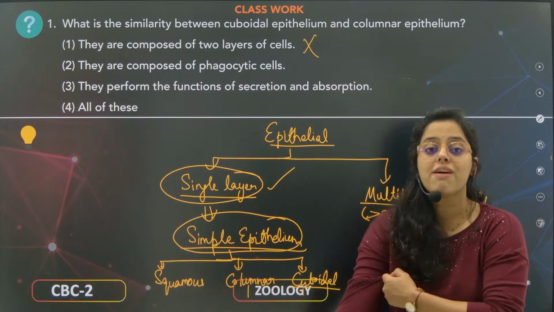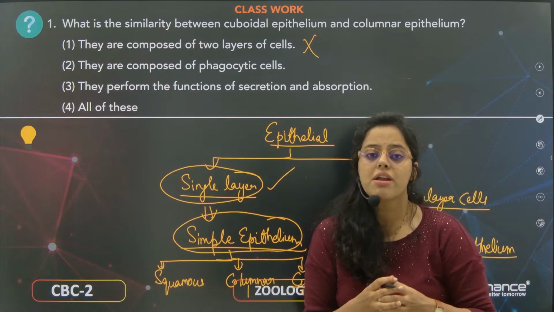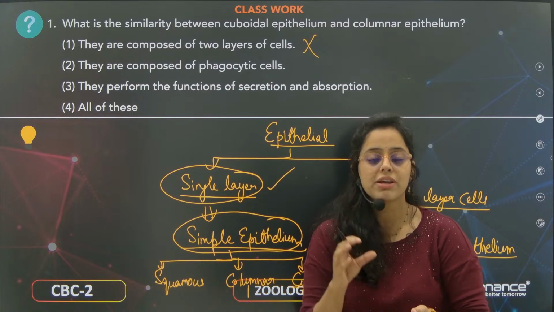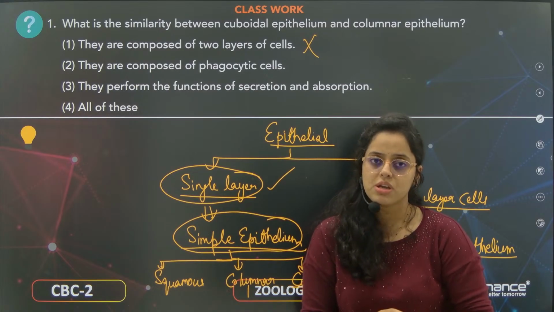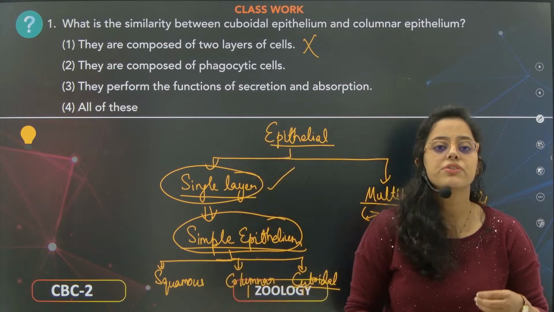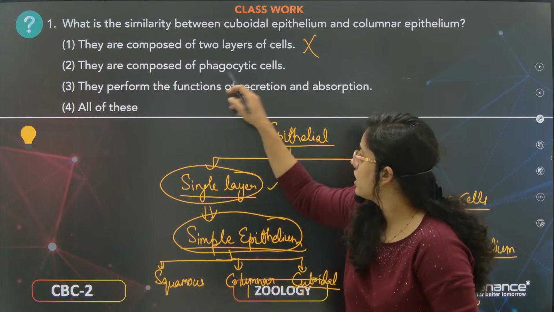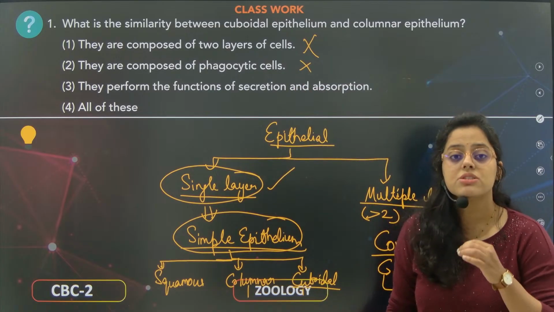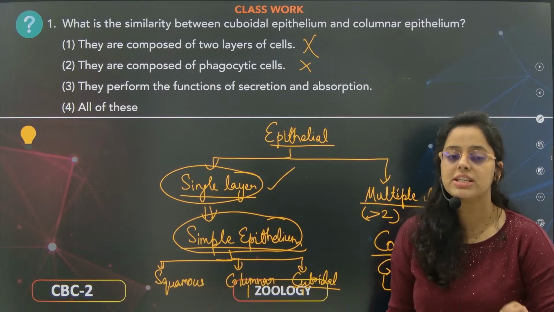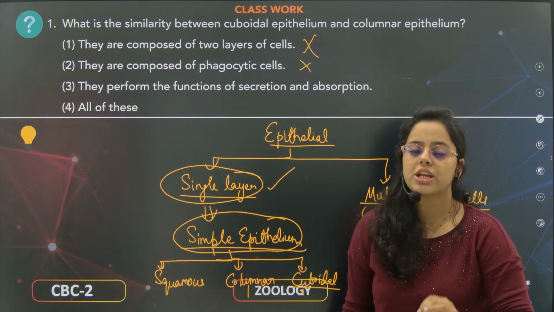They are composed of phagocytic cells. Phagocytic cells are the cells which engulf foreign substances or food substances and break them down with the help of lysosomes, and undigested material is removed from the cell, right? Generally the phagocytic nature of the cell can be seen in WBCs, neutrophils. So this statement is wrong. This is not done by epithelial tissue. Phagocytic nature of the cell is not seen in epithelial tissue. It is generally for protection or secretion and absorption.